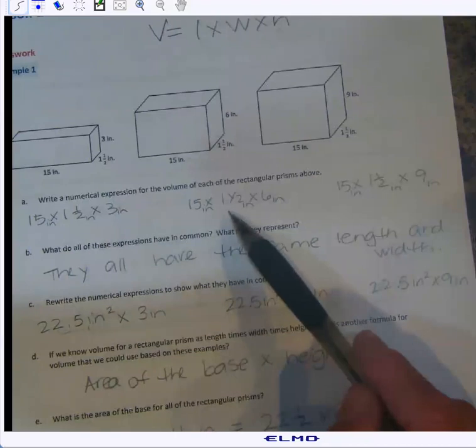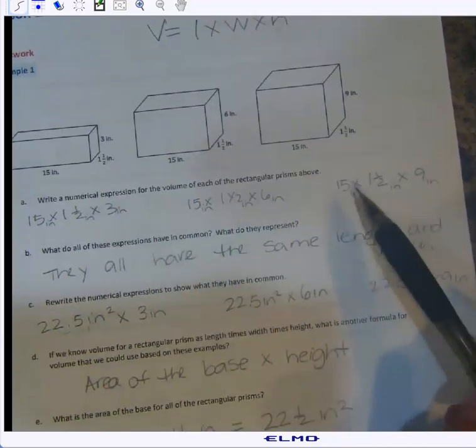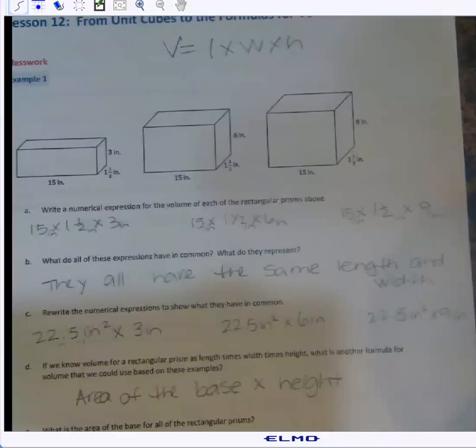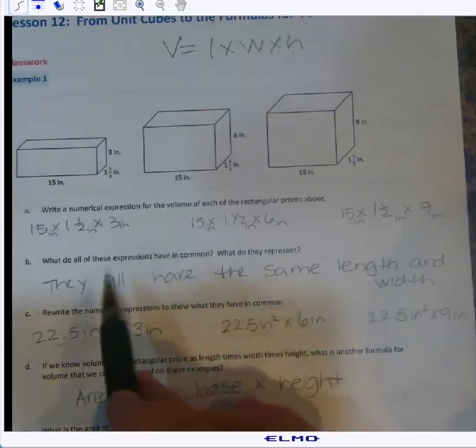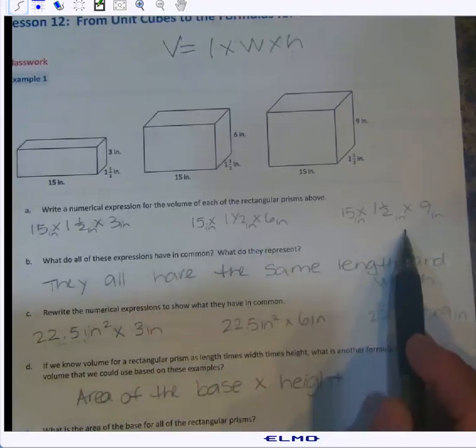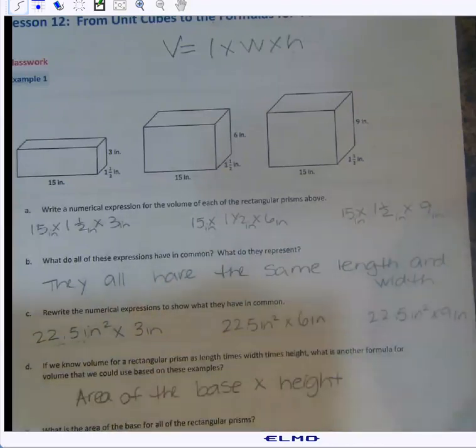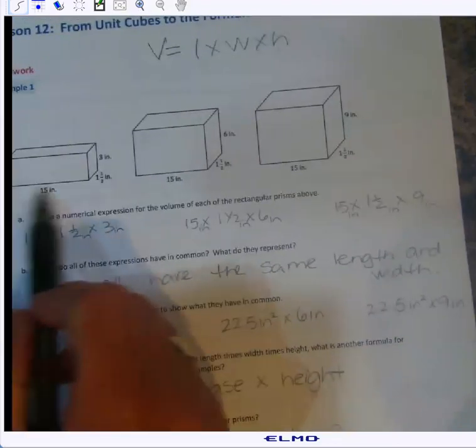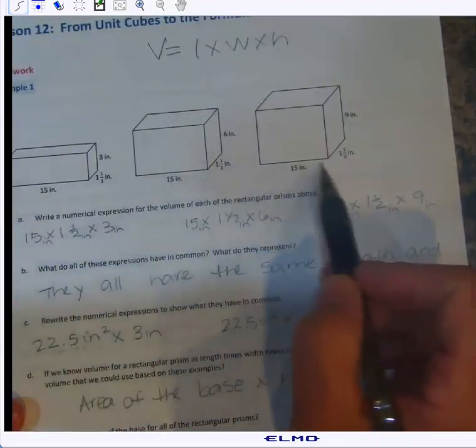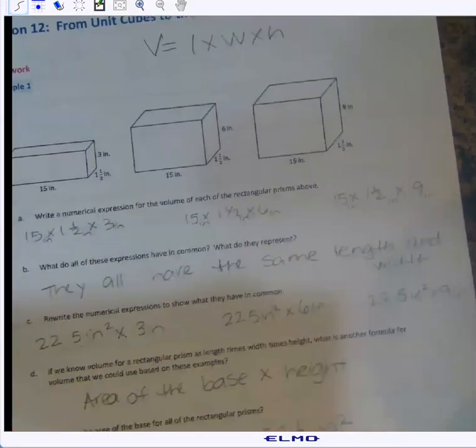Look at these expressions for a second. What do you notice that they all have in common? There's something the same and something different. This is a really important question to ask yourself when you're studying math. You're looking for structure, you're looking for patterns. What is the same and what's different in each of these expressions? Hopefully you all noticed that they have the same length and width, 15 by 1.5. The bottoms of the prisms are all the same, 15 by 1.5.